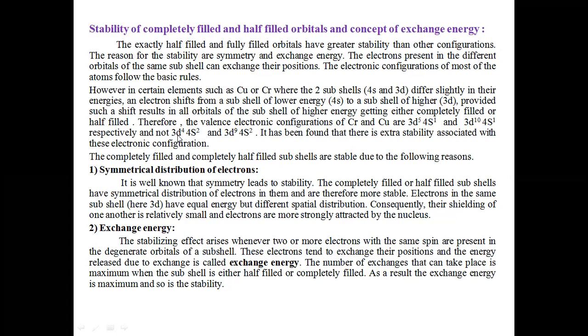So it becomes a half-filled d subshell. We know that the d subshell has 5 orbitals and it can accommodate 10 electrons. So we are shifting one electron from the s subshell to the d subshell. So totally there will be 5 electrons, one electron in each orbital. So it becomes a half-filled d subshell, and it will have greater stability.